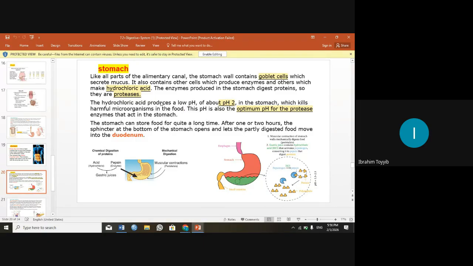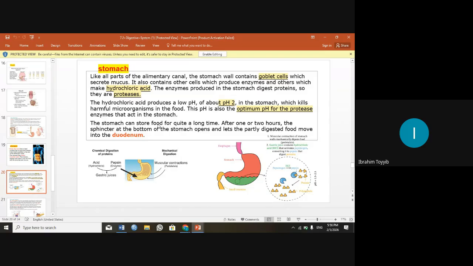The hydrochloric acid produces a low pH of about 2. You can see that it is acidic like that in the stomach, which kills harmful microorganisms in the food. This pH is also the optimum pH for the protease enzyme to act in the stomach.